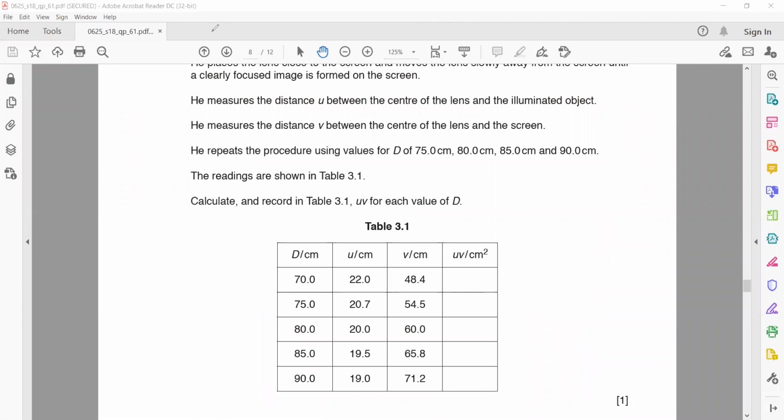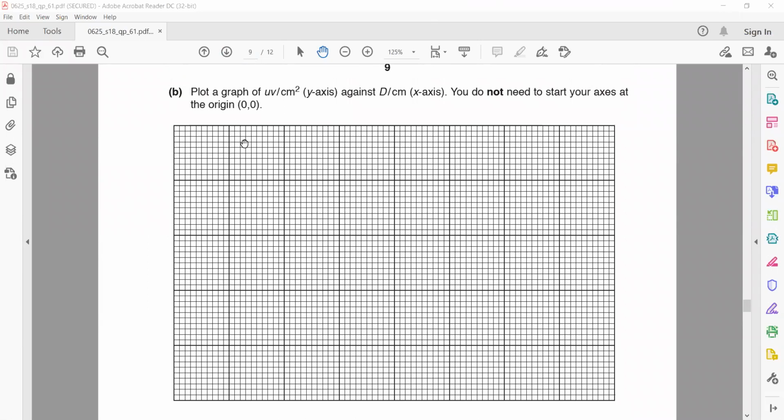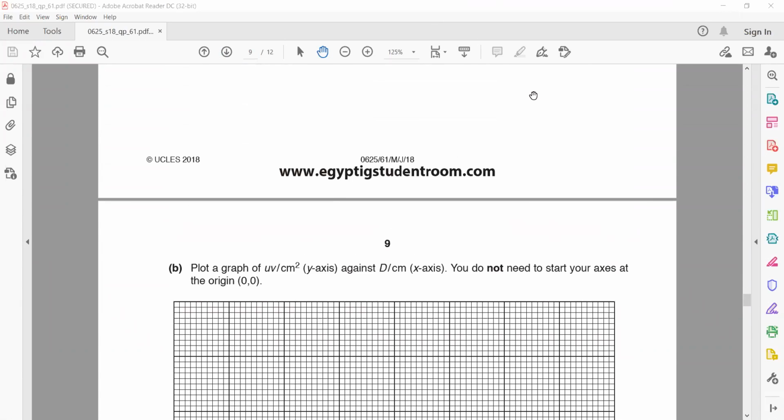The next part, using the result, you have to sketch a graph. So plot a graph for U multiplied by V, which is centimeter square, against D. This should be on the y-axis and the other one is on the x-axis. You do not need to start your axis from the origin.